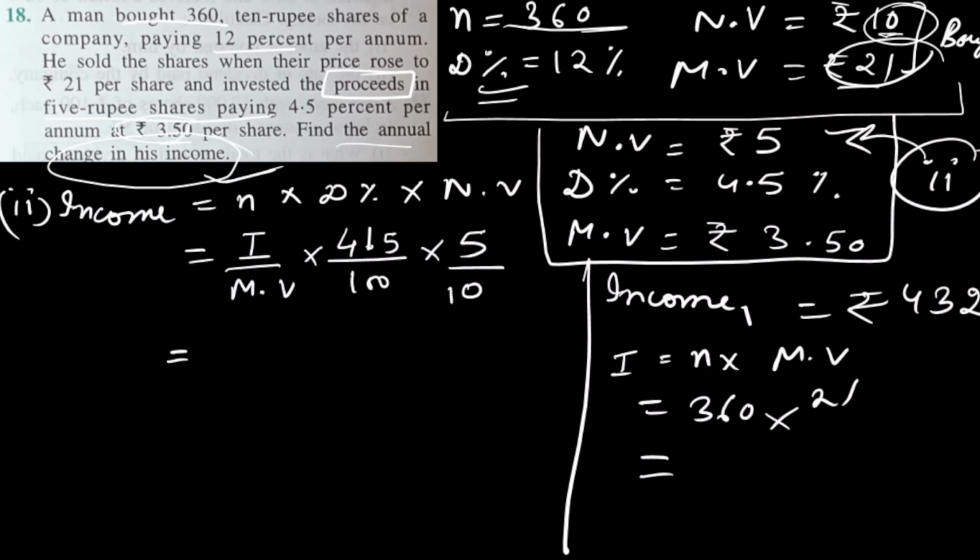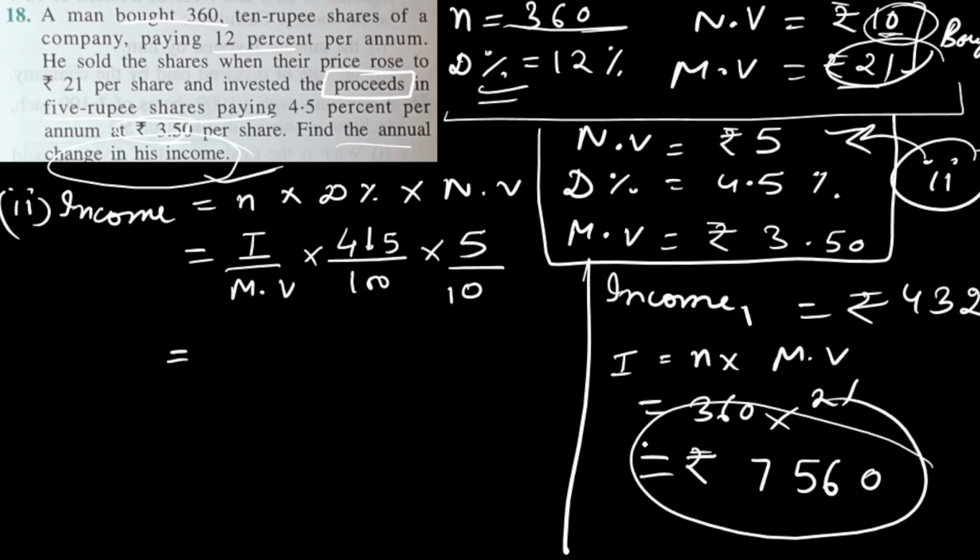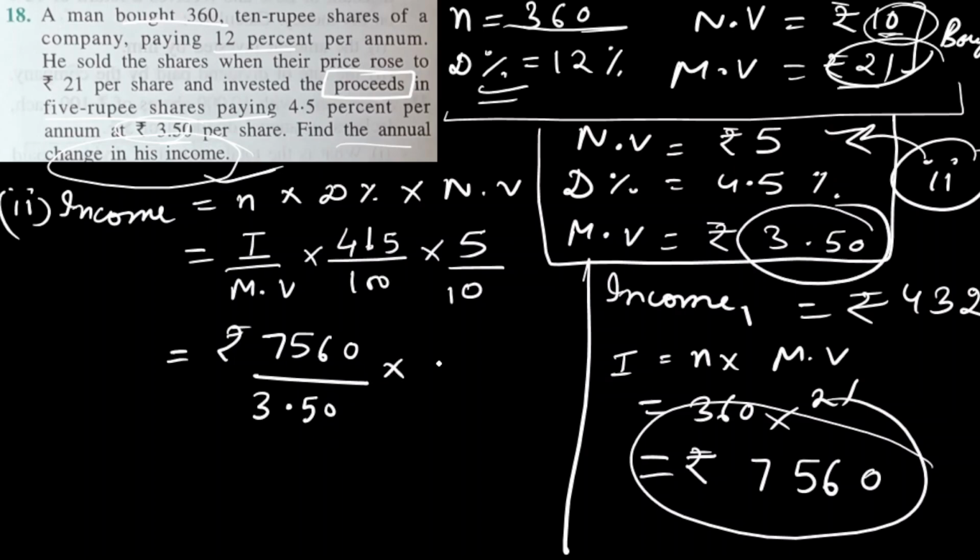360 into 21 I am multiplying, so I got 7,560 earlier itself. We need this investment, right? This is the amount he invested in the second company. So in place of investment, I am just writing 7,560. What is the market value? Market value is 3.50. 3.50 into 45 by 100.